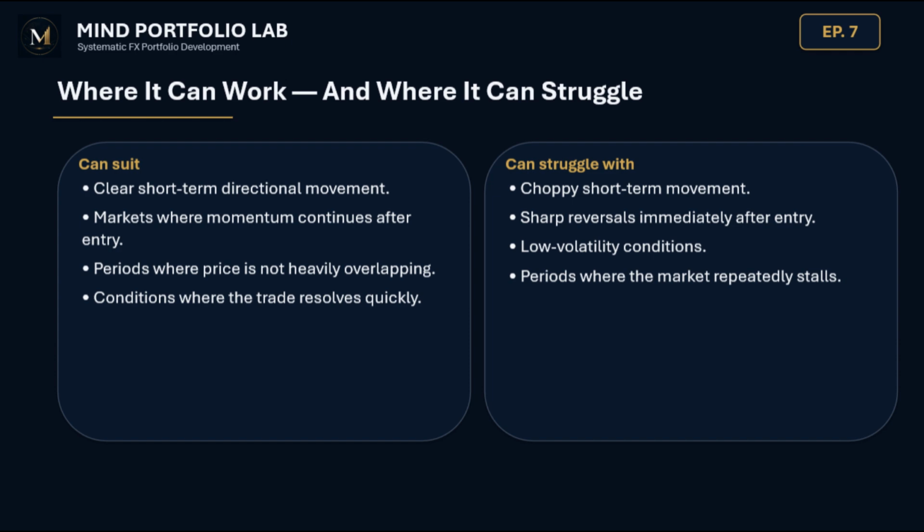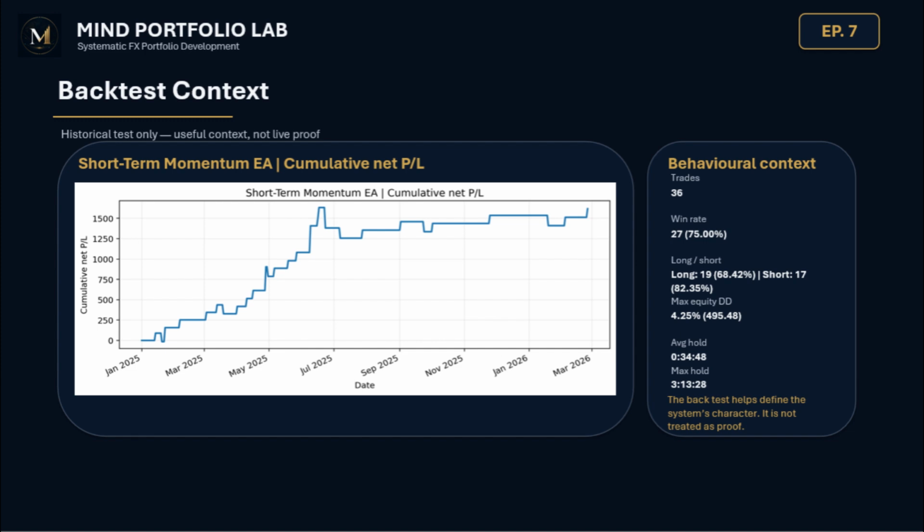The better question is whether the system continues to behave in a recognizable way over time. The uploaded backtest is useful here, but I am not treating it as proof. It gives me context about the system's character. In this test, the EA has 36 trades. The win rate is 75%.